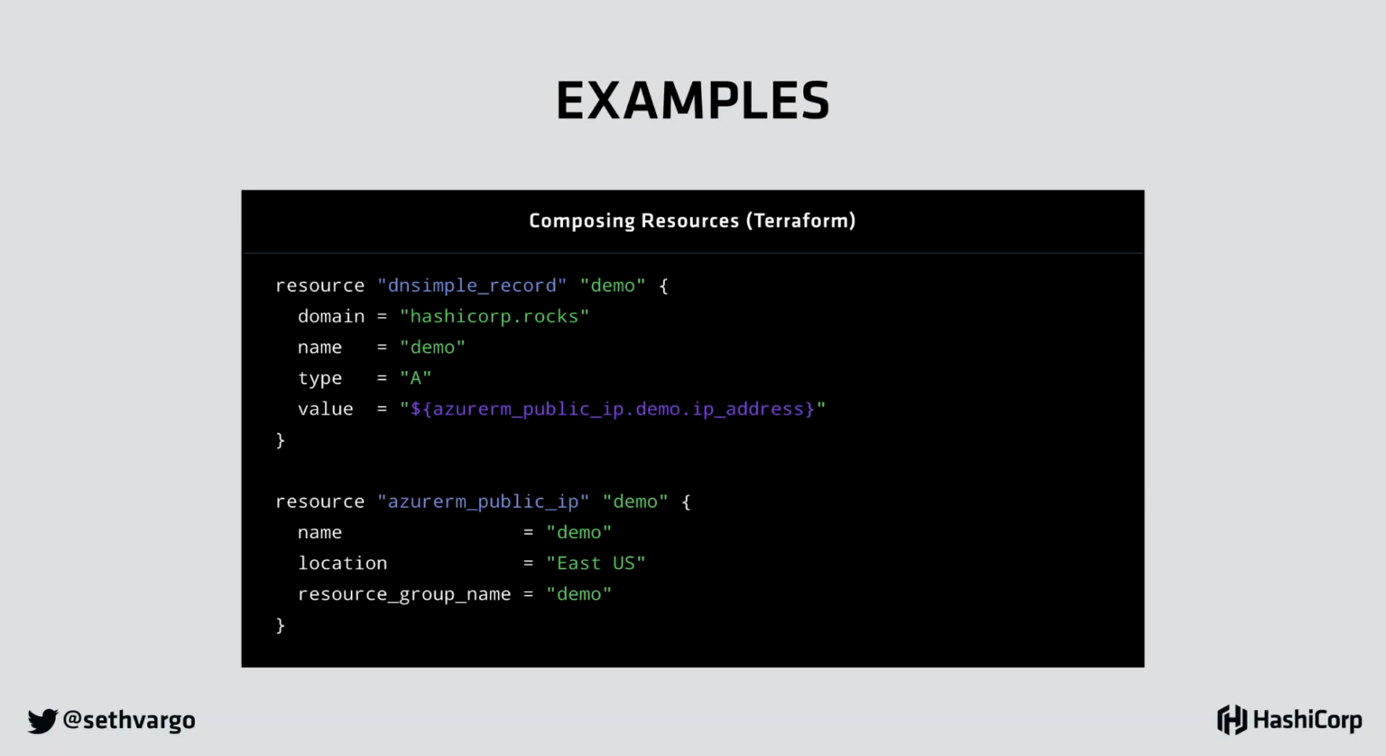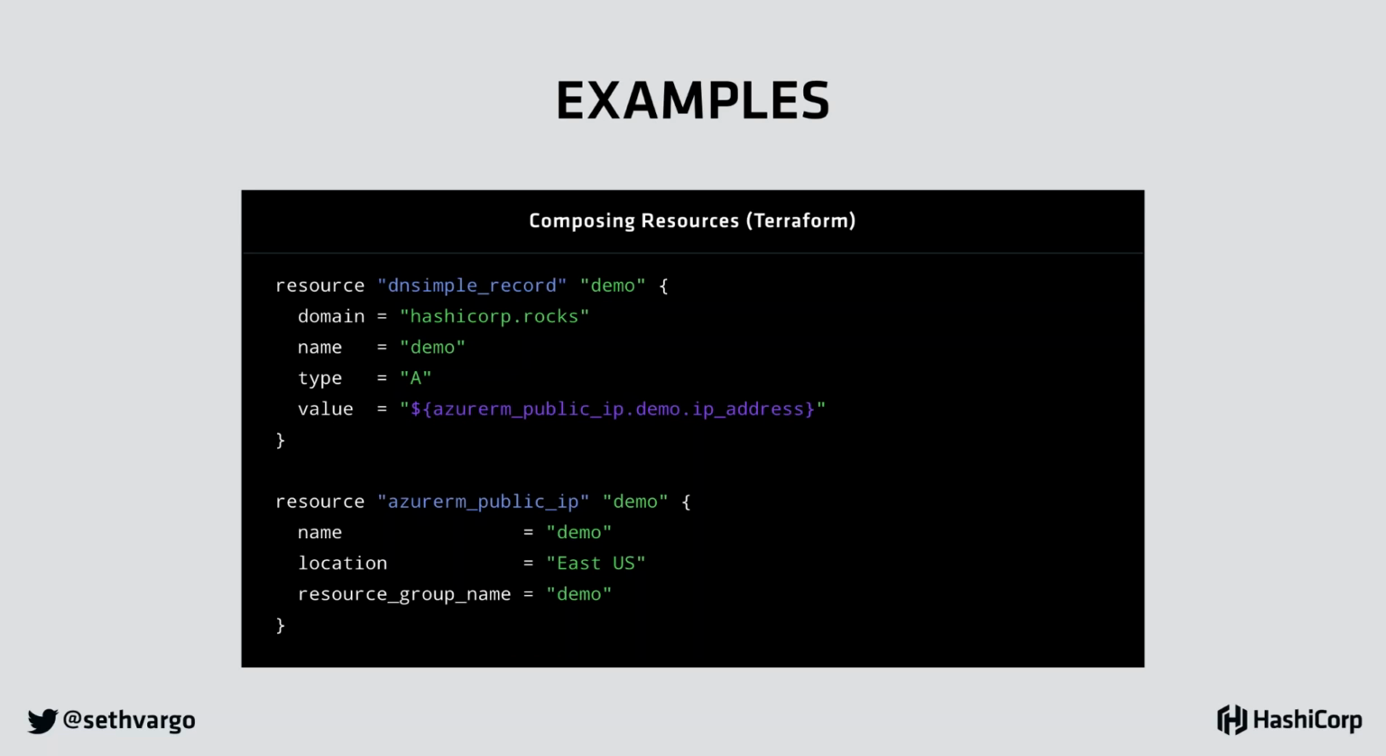As infrastructure increases in complexity, the order of operations is incredibly important. In this simple example, the order of operations is important. I'm creating a DNS record in a provider known as DNSimple. They're just a public DNS company. And I want the A record of that DNS, which is hashicorp.rocks, to point to the public IP address of the Azure public IP that I provisioned. I can't create that DNS record until after I've provisioned the public IP address.